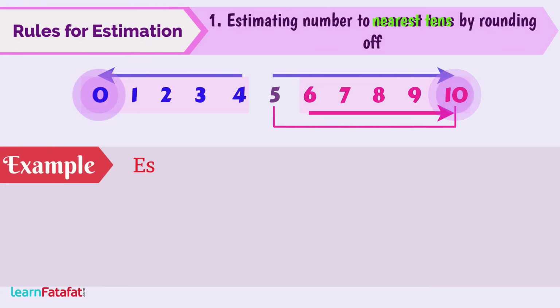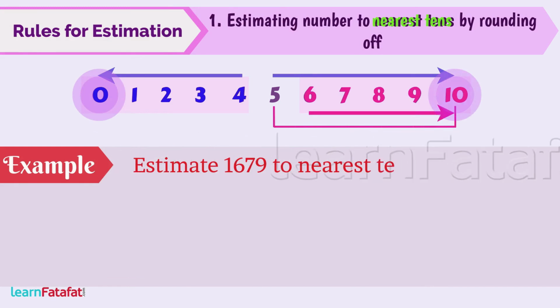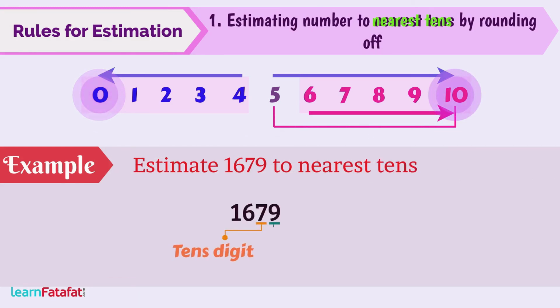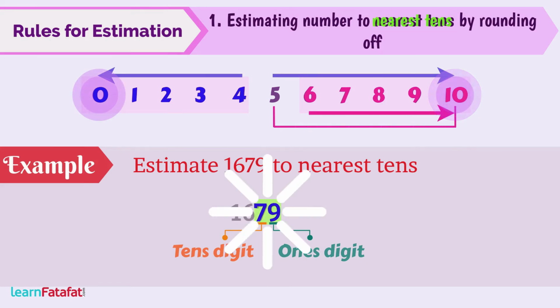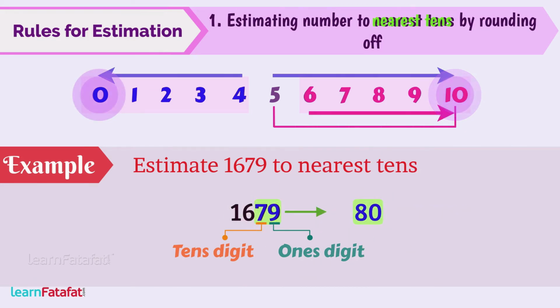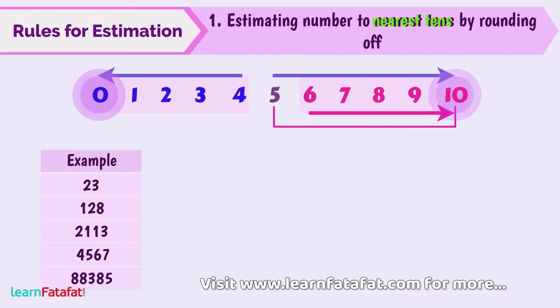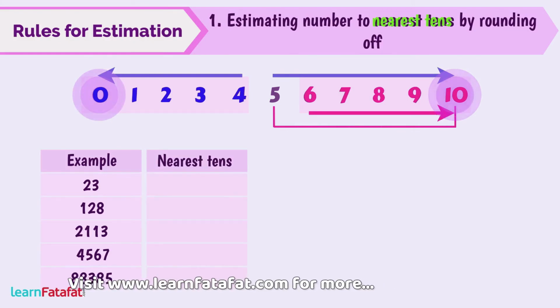Example. Let's estimate 1679 to nearest tens. Here, notice the tens and ones digit. It makes number 79. The nearest tens of 79 is 80. So 1679 can be rounded off to 1680.